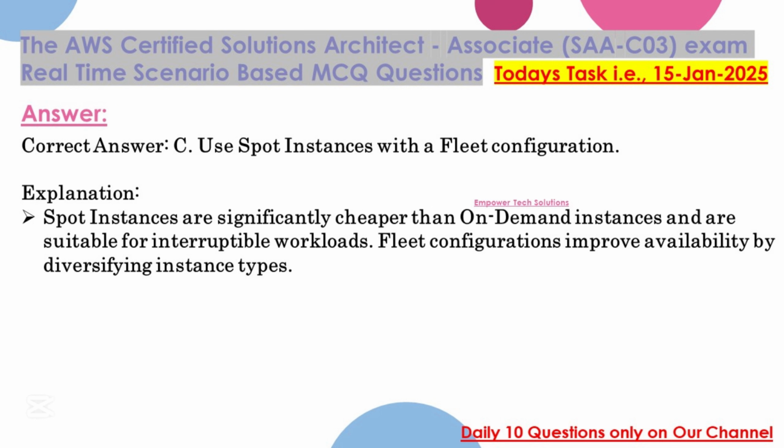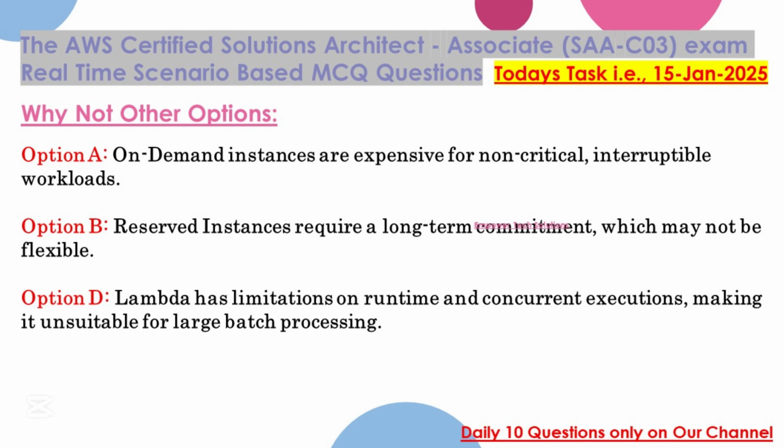Correct answer: C. Use spot instances with a fleet configuration. Explanation: Spot instances are significantly cheaper than on-demand instances and are suitable for interruptible workloads. Fleet configurations improve availability by diversifying instance types. Why not other options? Option A. On-demand instances are expensive for non-critical, interruptible workloads. Option B. Reserved instances require a long-term commitment, which may not be flexible. Option D. Lambda has limitations on runtime and concurrent executions, making it unsuitable for large batch processing.